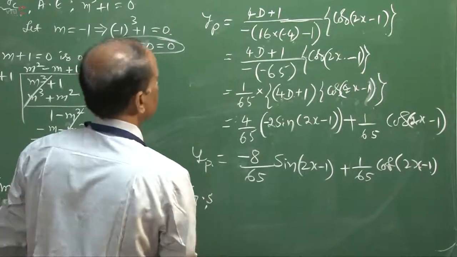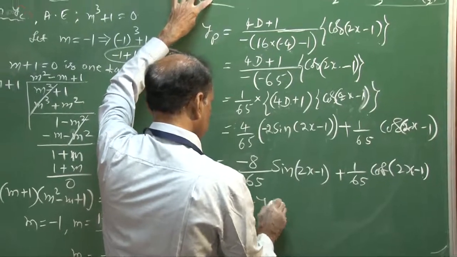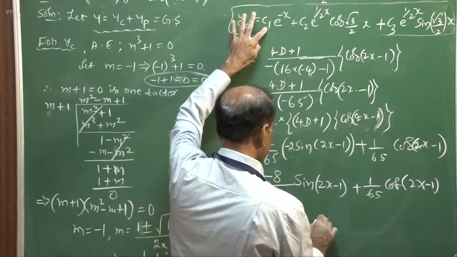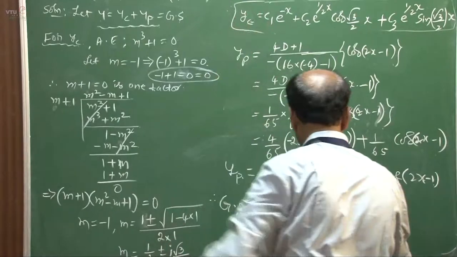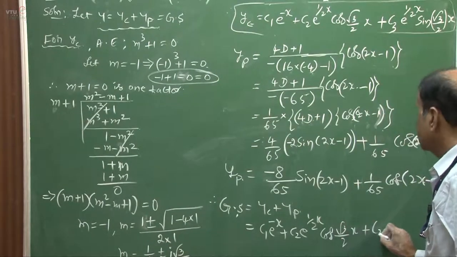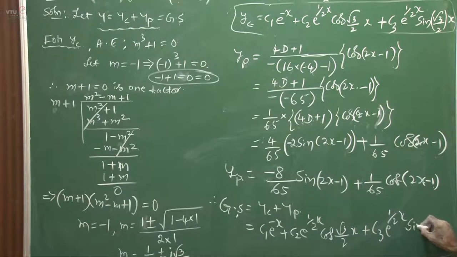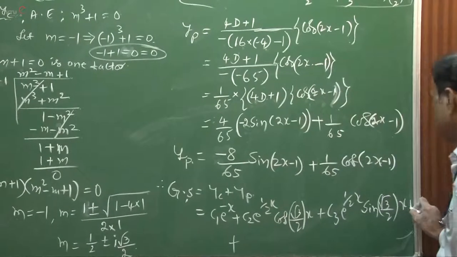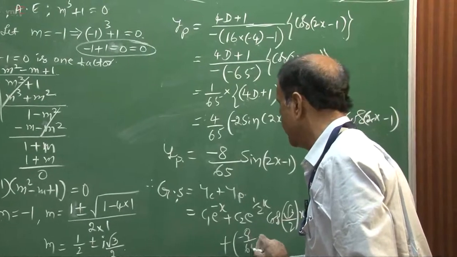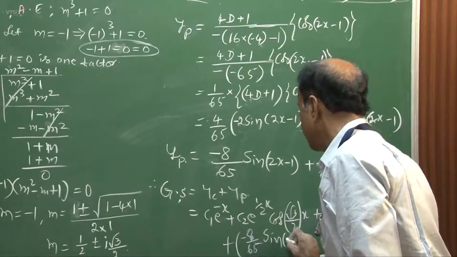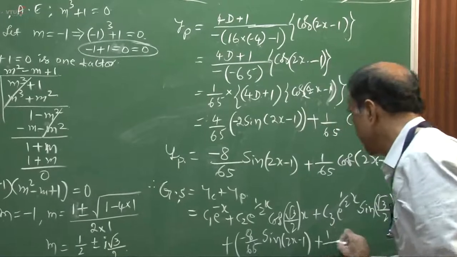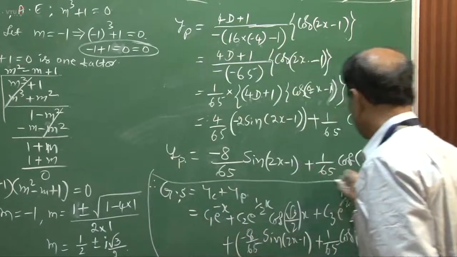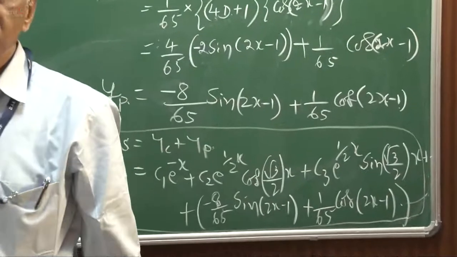Therefore, the general solution is a combination of yc plus yp. This is c1 e to the power minus x plus c2 e to the power x by 2 cos of root 3 by 2 x plus c3 e to the power x by 2 sine of root 3 by 2 x, plus these two terms: minus 8 by 65 sine of 2x minus 1, and plus 1 by 65 cos of 2x minus 1. Okay, this is the complete solution of the given problem, where the right side term is a cosine trigonometric function.